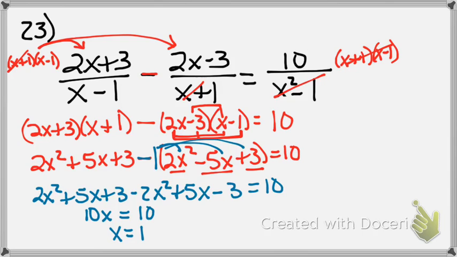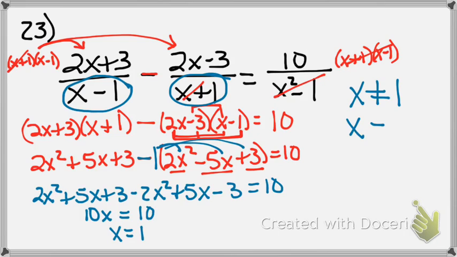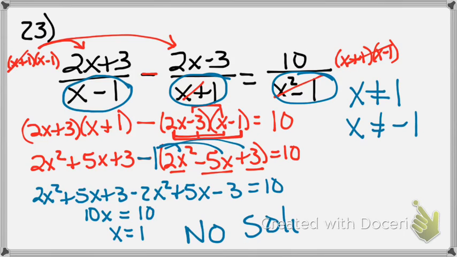X equals 1. Now something I've neglected to do in the other problems is to go back and look at my original problem. I have domain restrictions. This term makes it so x cannot equal 1. This makes x cannot equal negative 1. This one, x could not equal plus or minus 1. So since that cannot go in my original problem, this one has no solution.